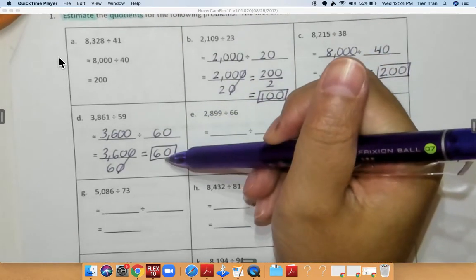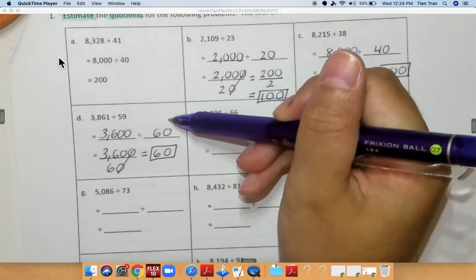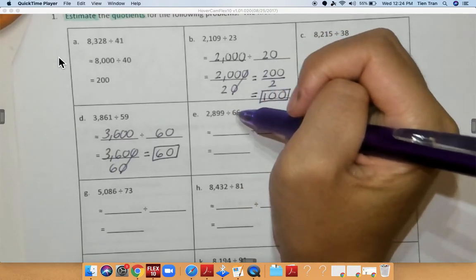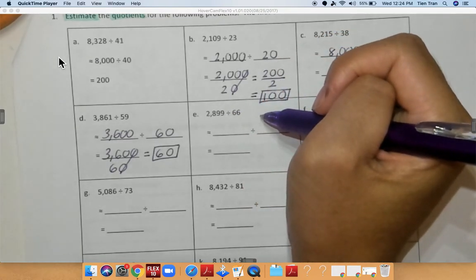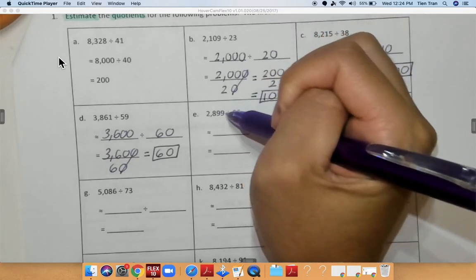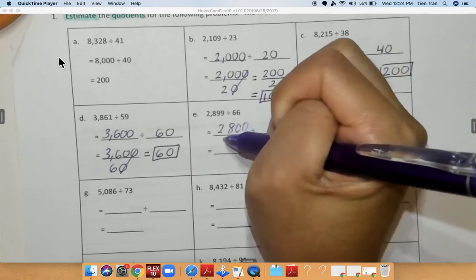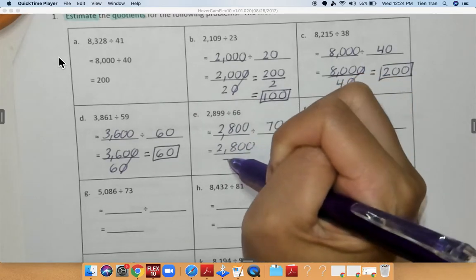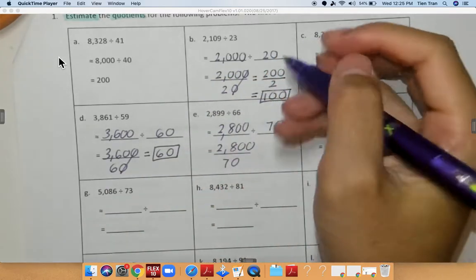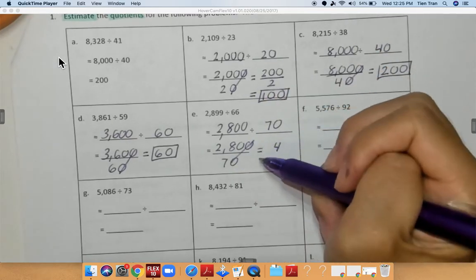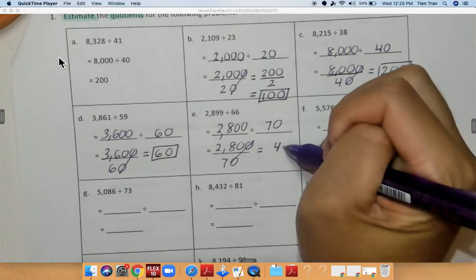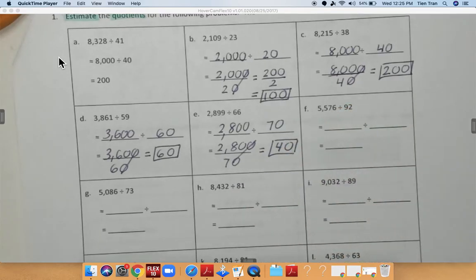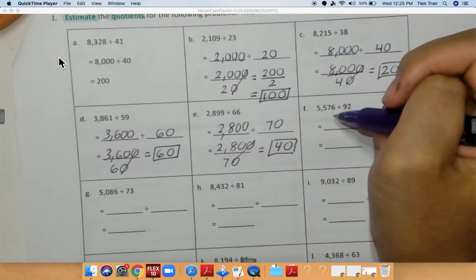If I want to check my answer, what I could do is multiply. Do it backwards. 60 times 60 is equal to 3,600, and that is correct. Over here, I have 2,899 divided by 66. I'm rounding 2,899 to 2,800, and I'm rounding 66 to 70. I know that 2,800 divided by 70, 7 can go into 28 4 times. Cross off these zeros because 0 divided by 0 is equal to 0. And I have 1 zero, so that's what I'm adding to my answer because 280 divided by 7 is equal to 40.